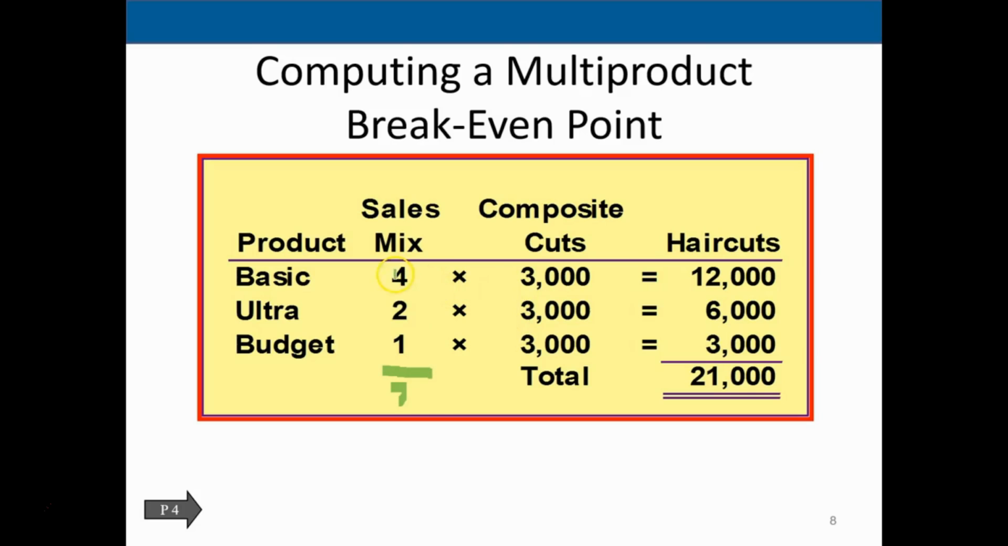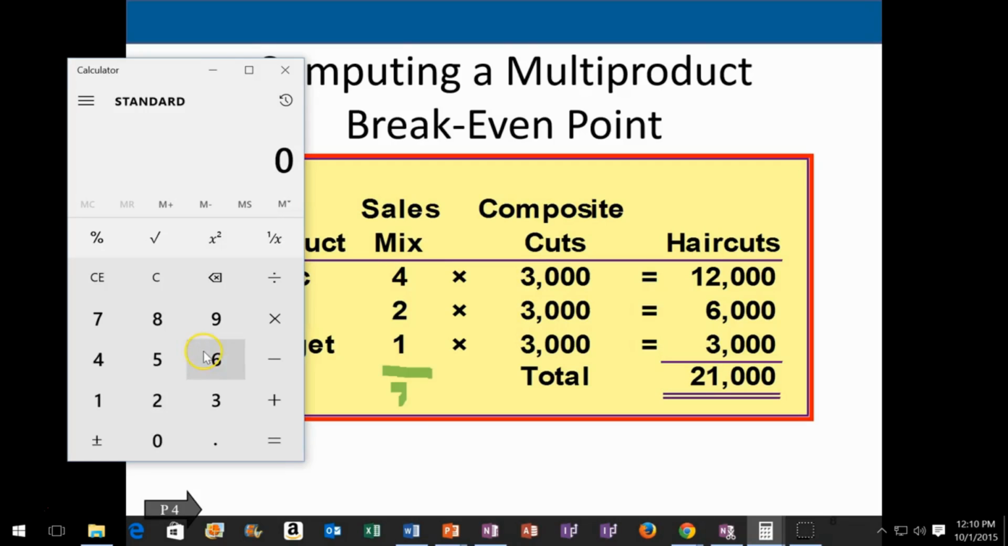which adds up to the 7 here. So that means that we have the 3,000 times the 4 gives us the 12,000. The 3,000 times the 2 gives us the 6,000 of the ultra, and the 3,000 times the 1 gives us the 3,000. That adds up to 21,000. And then just so you can see that we kind of backed into our ratio analysis here, if we take a look at that total of 21,000 and we multiply it times the 4 over 7, times 4 divided by 7, that means we have the 12,000.